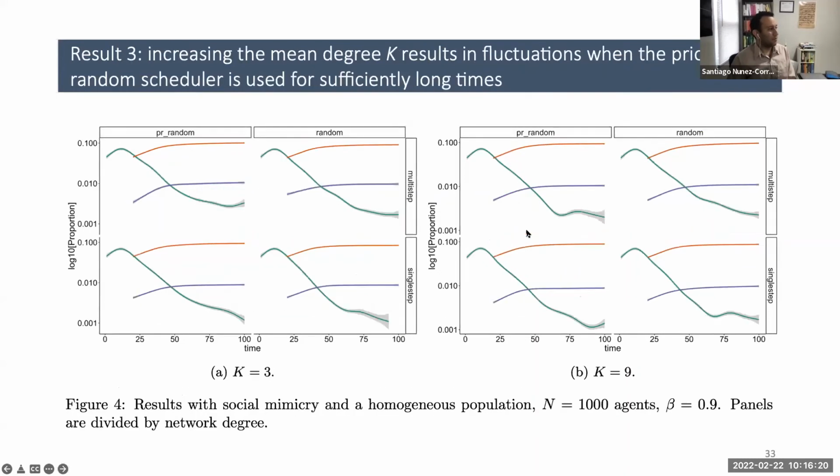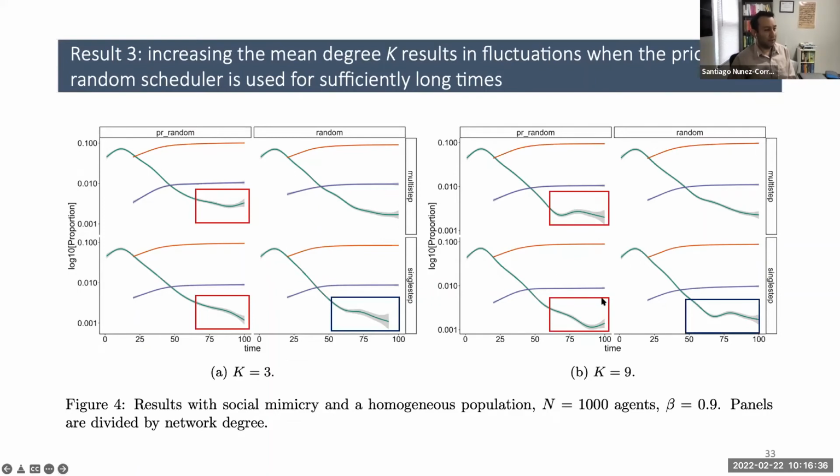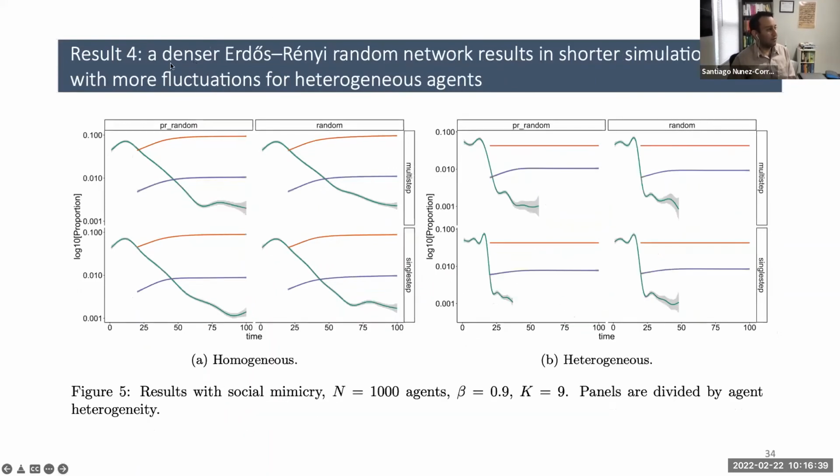Okay, result number 3: increasing the mean degree results in fluctuations when the prioritized random scheduler is used for sufficiently long times. So in this case, we see a slight decrease in the changes in concavity of the function. That seemed interesting. That is going to appear more evidently later. And then when we densify the Erdős–Rényi random network, this results in a shorter simulation time altogether with more fluctuations for heterogeneous agents. This means that agents that move across the grid with very different step sizes take much shorter to reach a terminal state in the simulation.